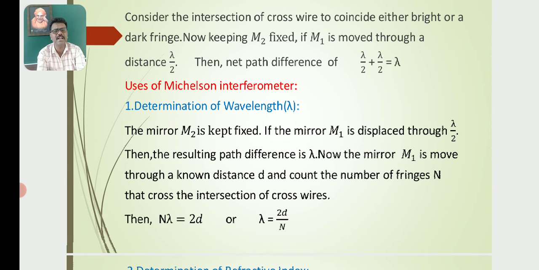Then we know that n lambda is equal to 2d, or lambda is equal to 2d by n. By knowing the values of d and n, and substituting those values in that expression, we can determine the wavelength of light used.